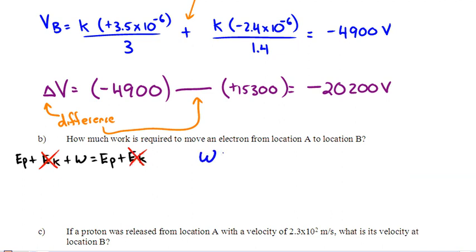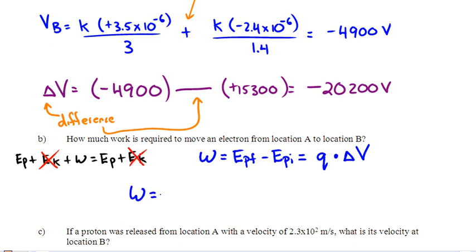If I just solve for work, W, I get the final potential energy minus the initial potential energy. But I can get there by doing this. I can take the Q that we're moving around, the electron, and just multiply it by the difference in voltage. Because after all, potential energy is just QV, so change in potential energy is Q times the change in V. So this is actually really quick to figure out at this point.